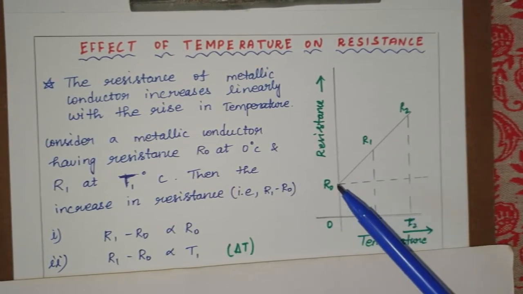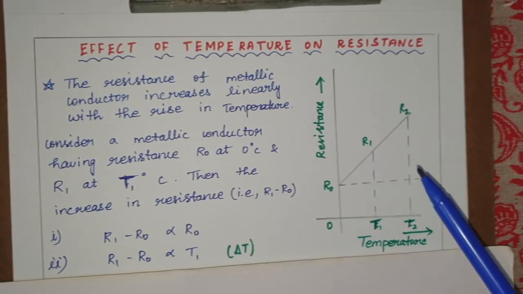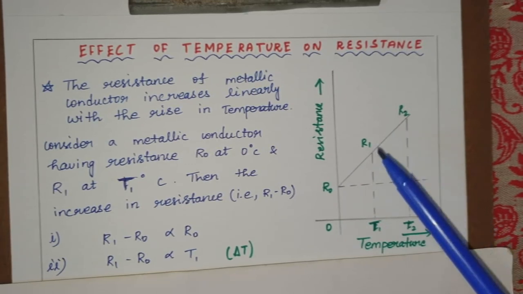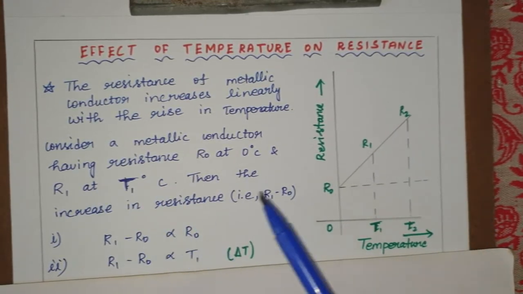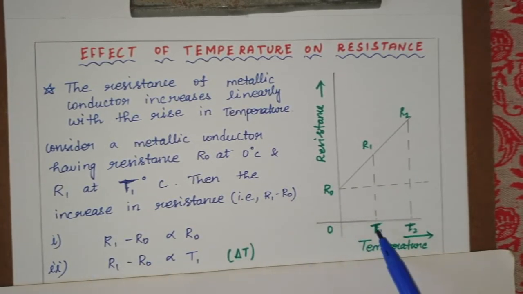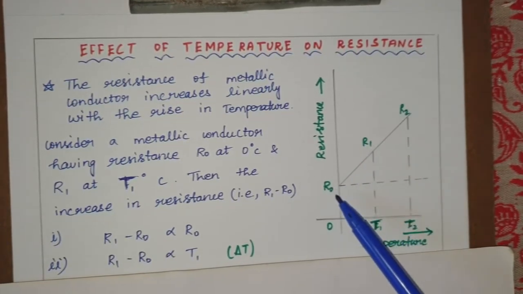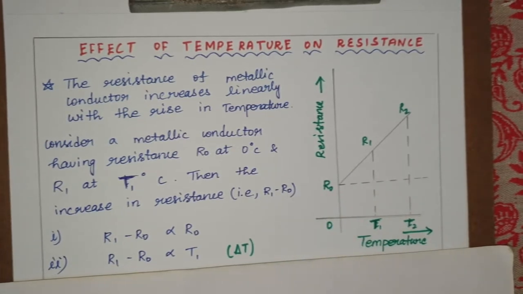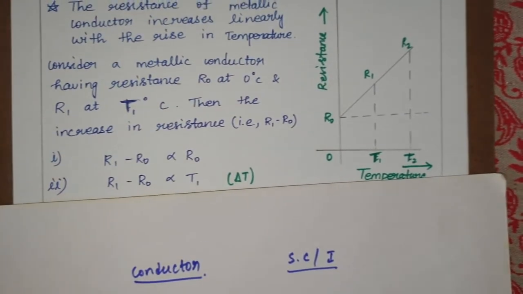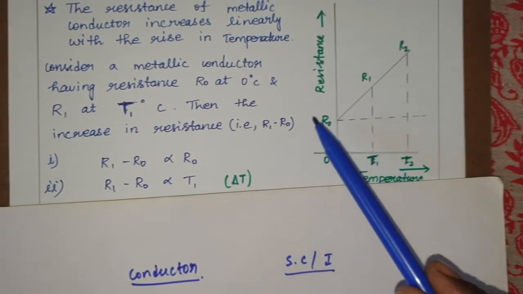When the temperature increases, what will happen? For temperature T1 we get resistance R1, for temperature T2 we get resistance R2, and like that it will increase linearly. So now that's what we are going to write. Consider a metallic conductor having resistance R0 at 0 degree Celsius, and R1 at T1 degree Celsius. Then the increase in temperature is final temperature minus initial temperature, and I am writing R1 minus R0. So we are going to find the proportionality, what factors it depends on. Remember, R1 minus R0, that is the increase in resistance, depends upon the initial resistance.